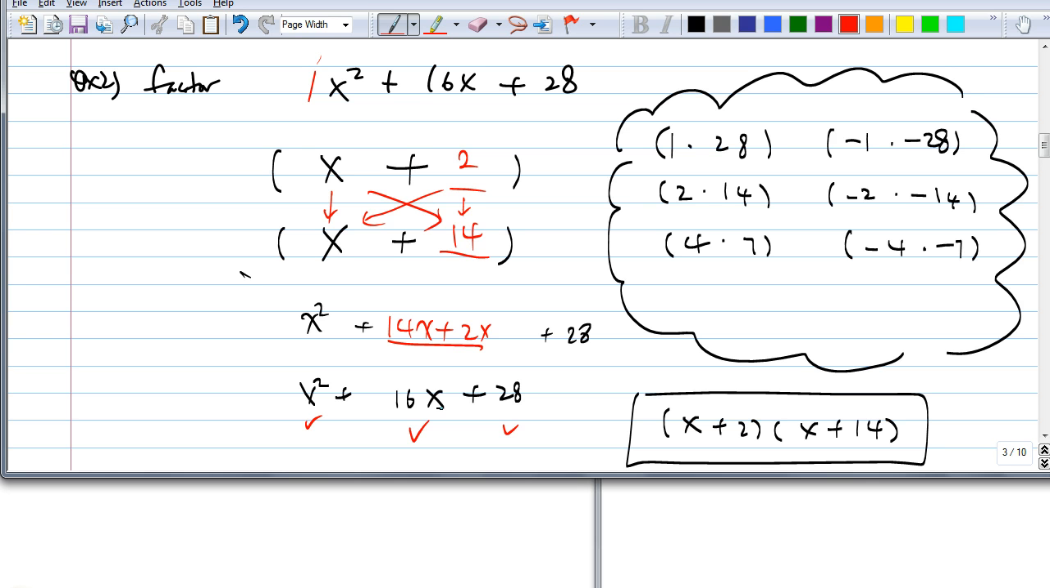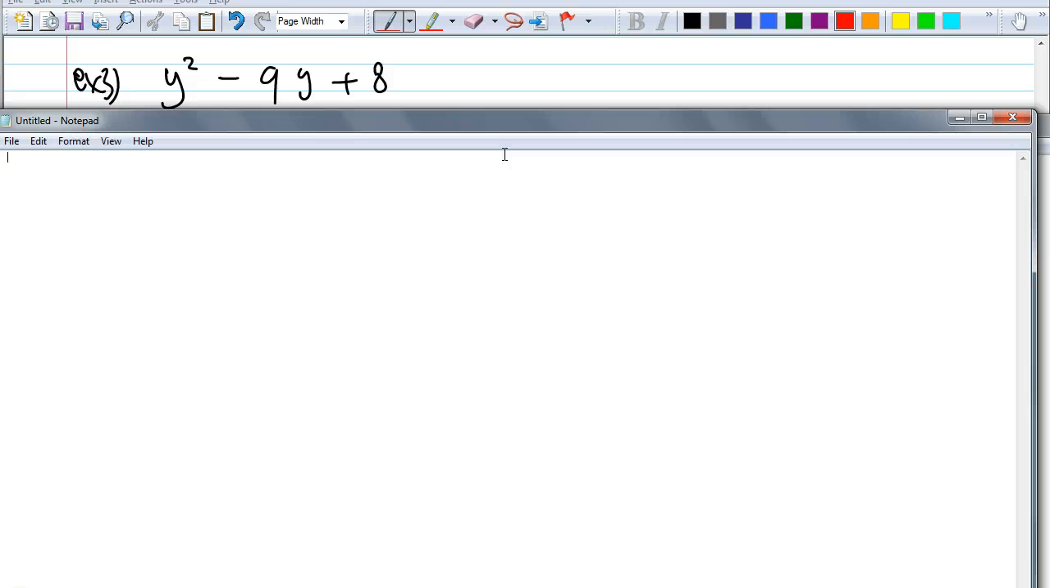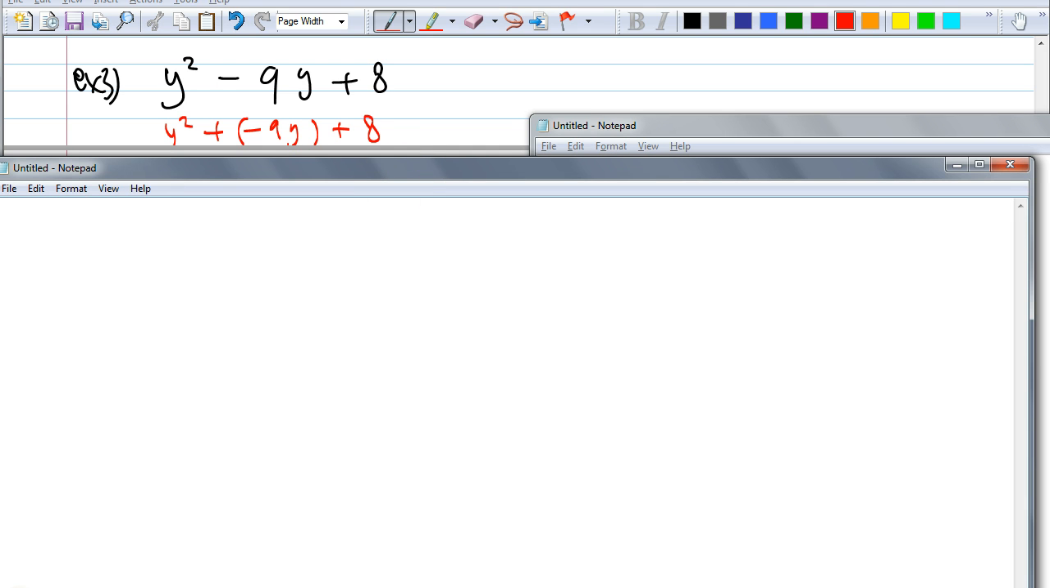Okay, may I go on to example 3? All right, here we go. Let's try our next one. Does this fit the pattern that we just talked about, where the leading coefficient is 1? Yeah, it's y squared, so it's 1y squared, isn't it? So we have y squared minus 9y plus 8. By the way, can I just write this as an addition, the middle term? No? Oh yeah. Okay, it's not a big deal.